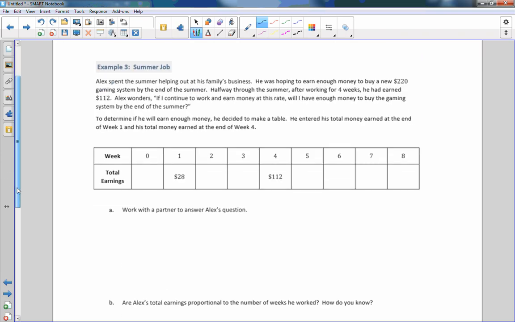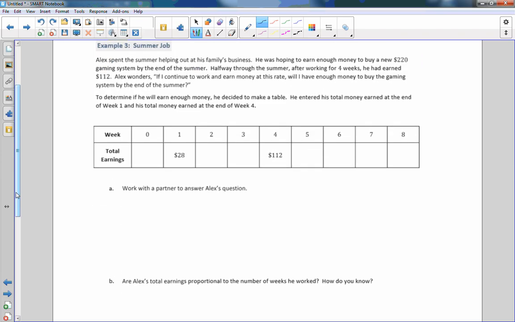Example 3, summer job. Alex spent the summer helping out at his family's business. He was hoping to earn enough money to buy a new $220 gaming system by the end of the summer. Halfway through the summer, after working for 4 weeks, he had earned $112. Alex wonders, if I continue to work and earn money at this rate, will I have enough money to buy the gaming system by the end of the summer?